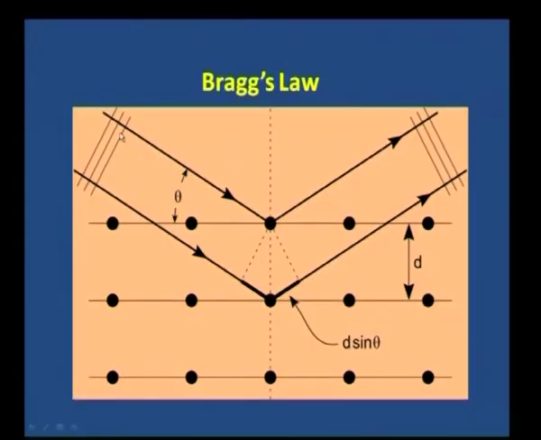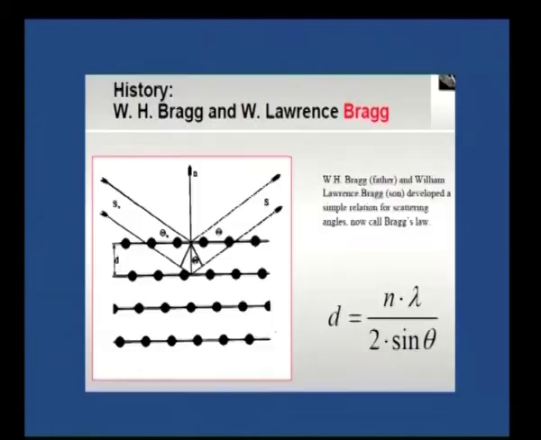Therefore, what is the path difference? You look at this beam: the beam comes here and goes like this. As far as this beam is concerned, compared to this one, it travels an additional path d sin theta, and another d sin theta. So the path difference between these two X-ray beams will be 2 d sin theta. Bragg's law says the path difference should be an integral multiple of lambda, n lambda. So, 2 d sin theta will be n lambda.